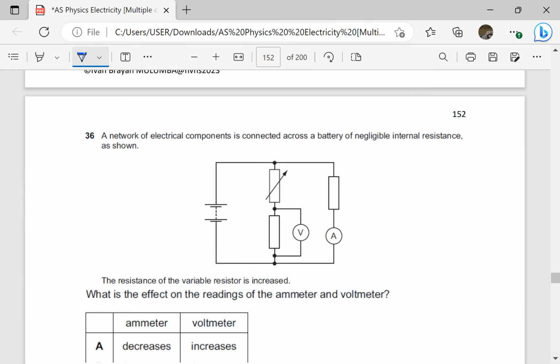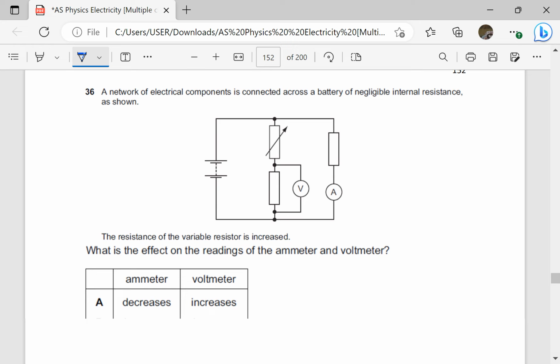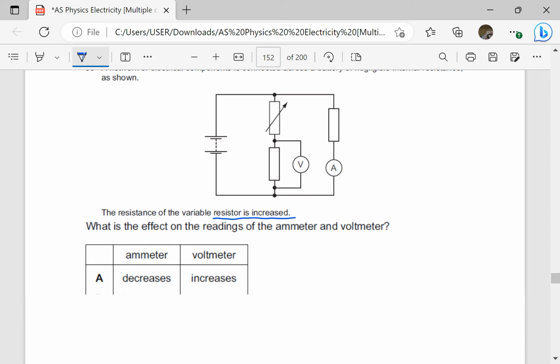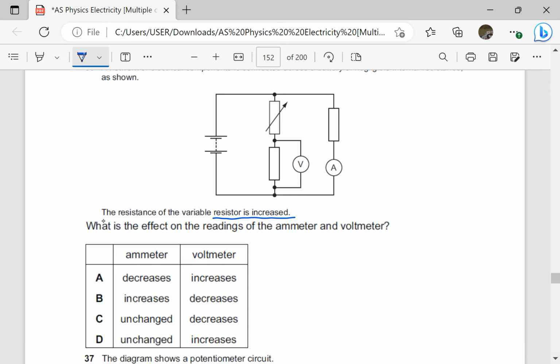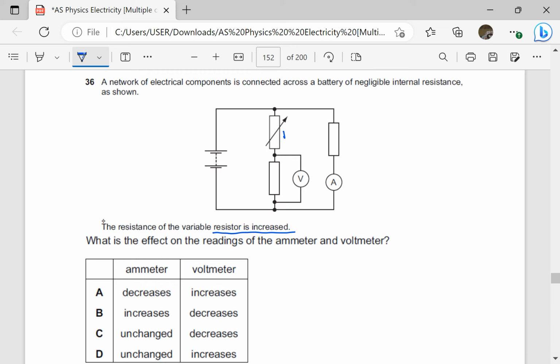A network of electrical components is connected across a battery of negligible internal resistance as shown in the figure here. The resistance of the variable resistor is increased. So the resistance of this one is increased. If the resistance here is increased, it means the PD across here goes up, the PD here goes down. However, if we use Kirchhoff's laws anyway, the PD across this point here must be going down. So the voltmeter reading must decrease.